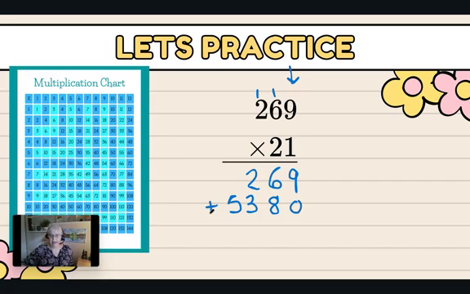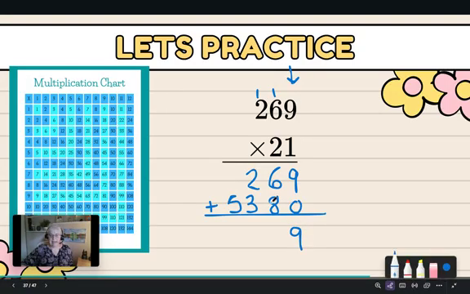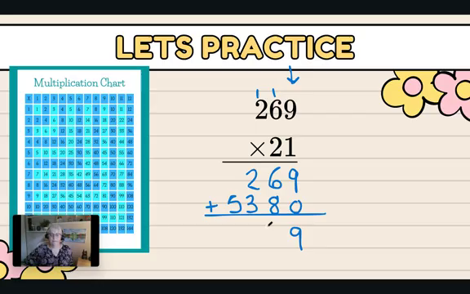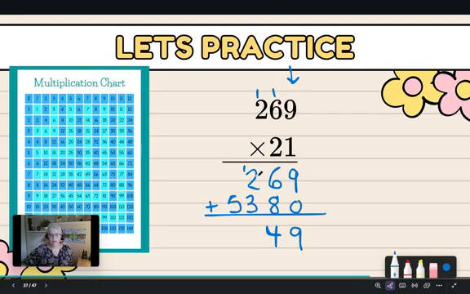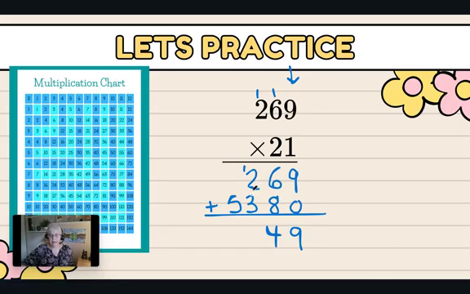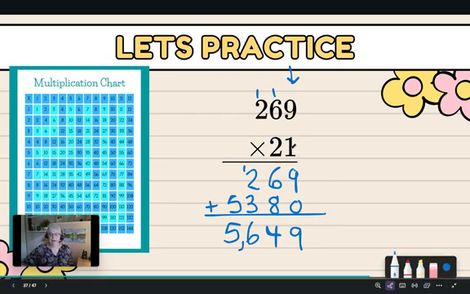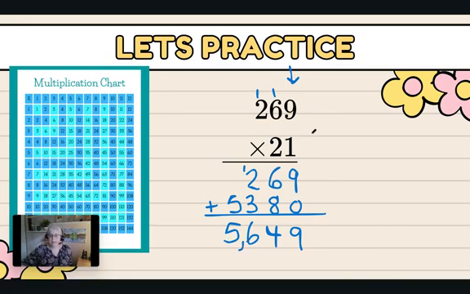I'm going to add all of these together to come up with the total. 9 plus 0 is 9. 6 plus 8, 14. Write the 4, carry the 1. 2 plus 3 is 5, plus the one I carried makes 6. 0 plus 5 is 5. Put in my commas, and I know that 269 times 21 is 5,649. This is showing your work.